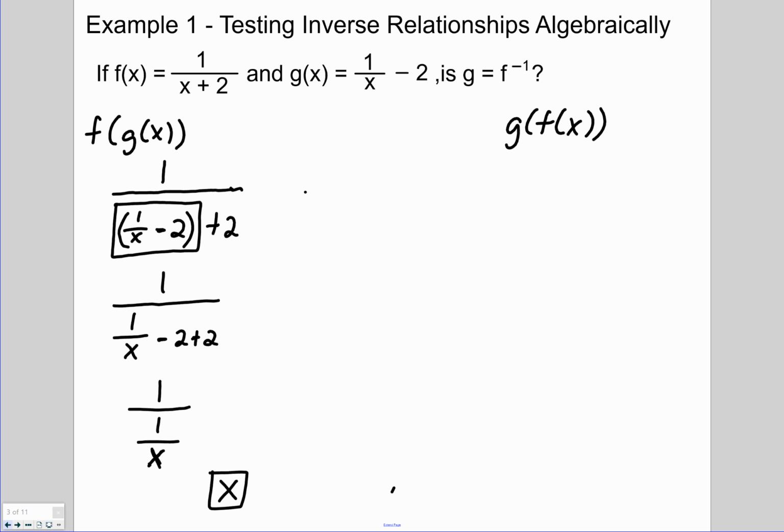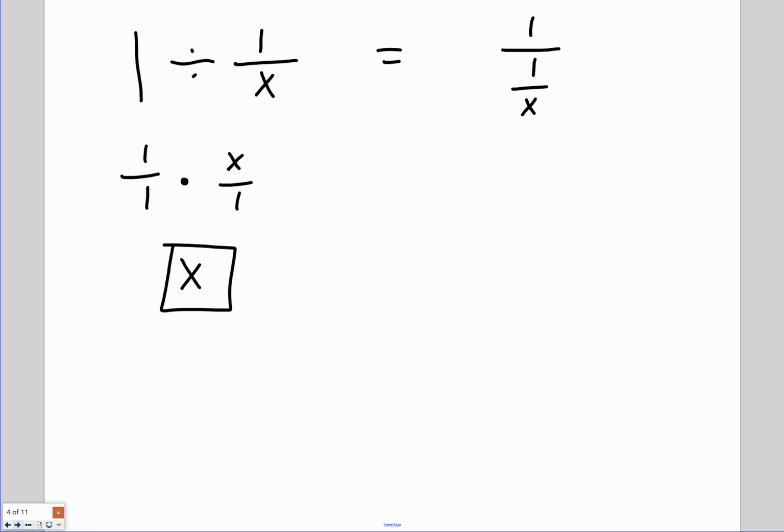Now, what did we get when we did f of g of x? We got x. That's what you want to get. Now, let me ask you this question. What if I did f of g of 2? What would I want to get? 2. What if I did f of g of Mr. Brandrick? Then you want to get Mr. Brandrick. Exactly. That's what I'm trying to get you guys to see.